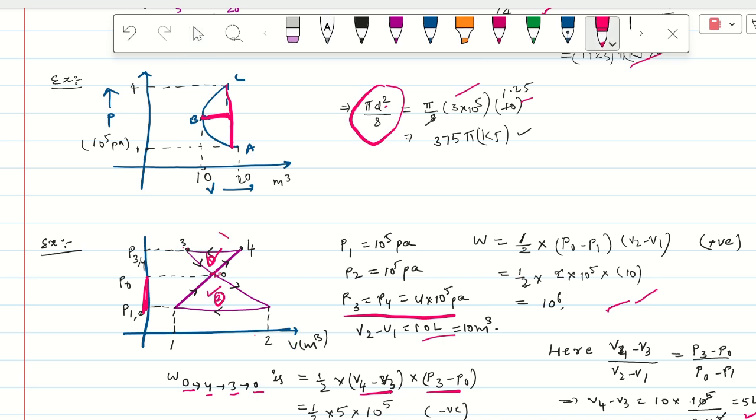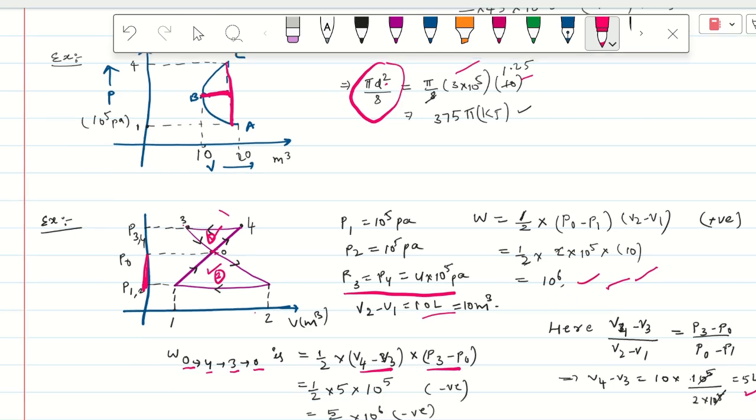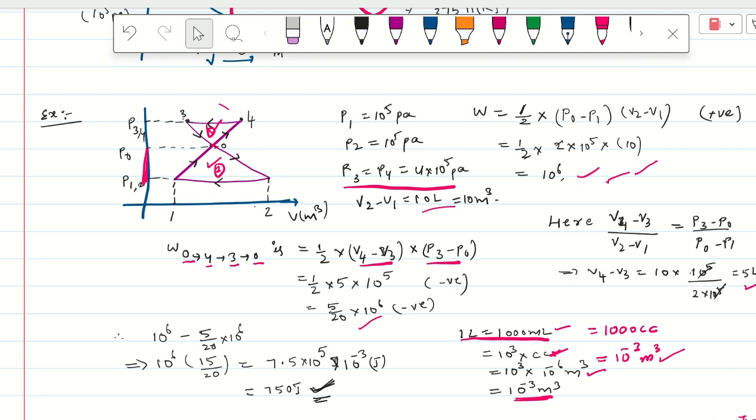It's a cyclic process, right? 0, 4, 3, 0 is a cyclic process. That's why it is 1 by 2 and a triangular shape. Therefore, the area of the triangular shape is equal to 1 by 2 into dV into dP, right? That is PdV. The change in pressure in this process is P3 minus P0, or P4 minus P0, and the change in volume means V4 minus V3. The cyclic order is anti-clockwise. Similarly, calculate the work done from 0 to 1 to 0 as well. Subtract, and you will get the answer: 750 joules.